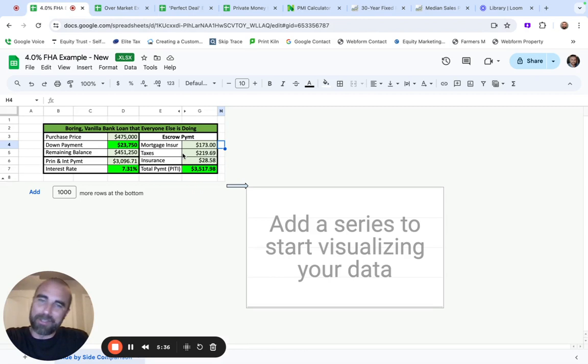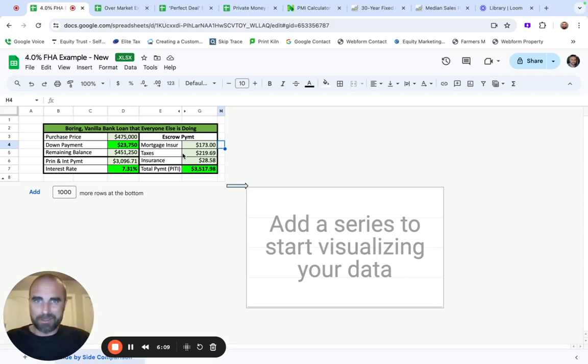The boring vanilla bank loan that everyone else is doing. Which, by the way, if you're doing this, there's absolutely nothing wrong with it. But let's dissect things here, because as you know, when you take out a mortgage loan, you are making monthly payments to a bank to eventually pay off your home. Typically, in this market, people are getting 30-year loans.